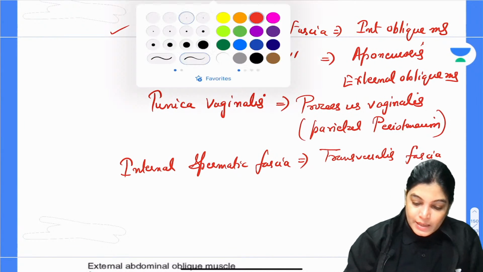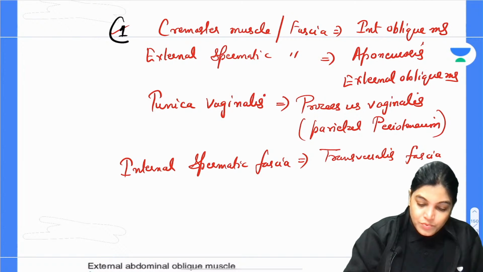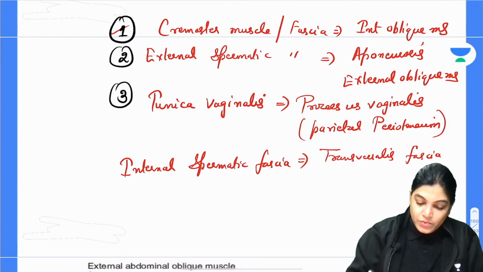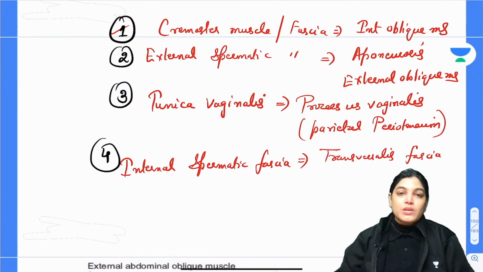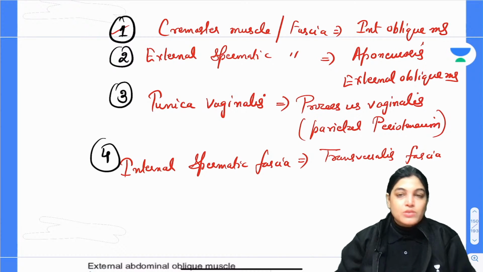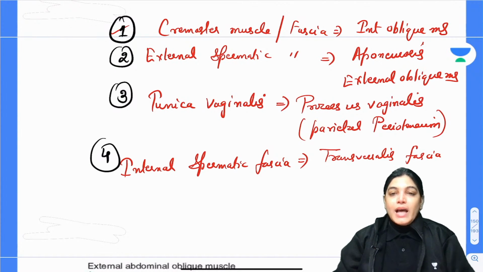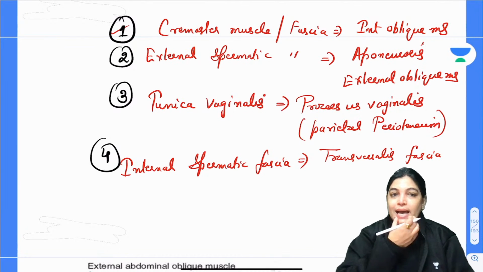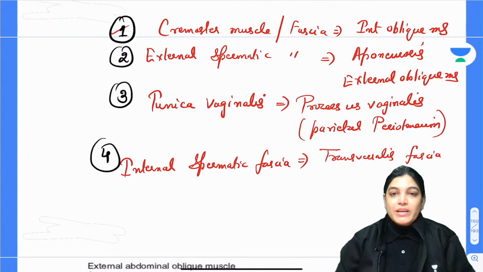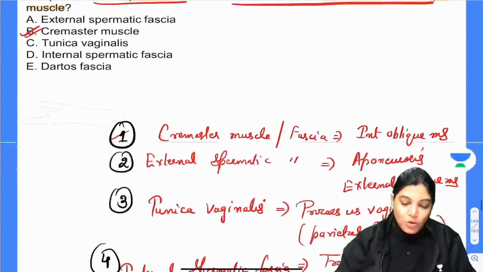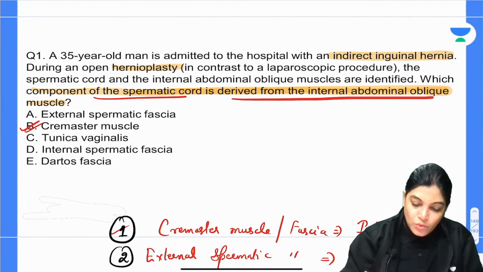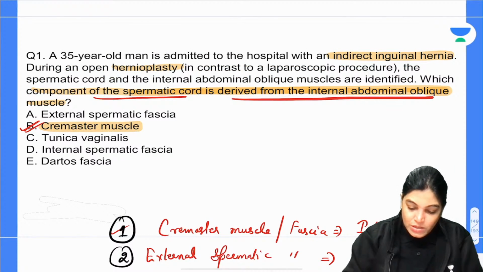Clearly all these points are important for your MCQs, so please do revise. Cremaster muscle and fascia are derived from the internal oblique muscle. External spermatic fascia is derived from the aponeurosis of the external oblique muscle. Tunica vaginalis is the extension of processus vaginalis and internal spermatic fascia is derived from transversalis fascia. So done. One more option was given. So clearly the correct answer is cremaster muscle, because this is the muscle which is derived from the internal oblique muscle of the abdomen. So this is the correct answer.